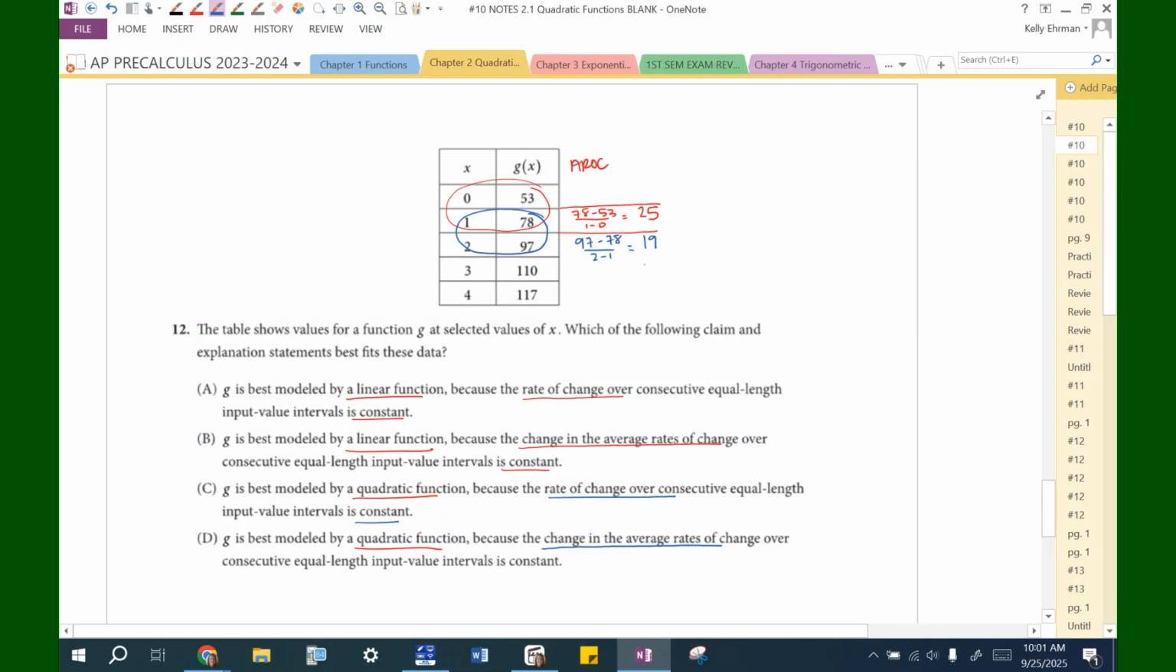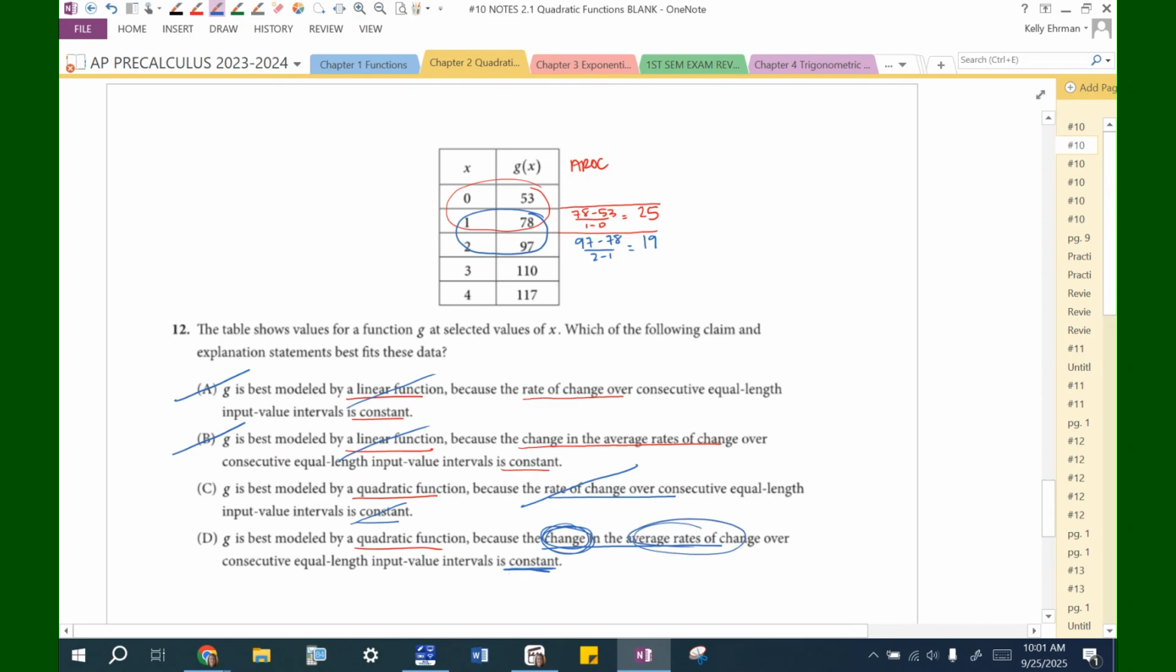Already, I know this is not linear because the slope is not the same. If it's linear, I should get 25 for every single one of these. So A is out, B is out, not linear. Is this quadratic because the rate of change is constant? This is the rate of change. Is this constant? No, it went from 25 to 19. So I know that it's not the rate of change is constant. It's the change in the rate of change is constant.